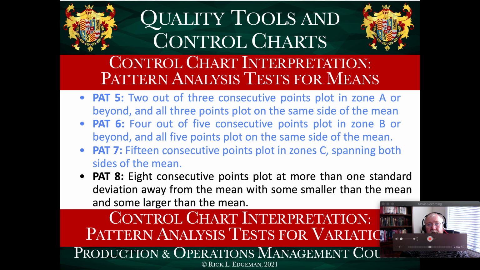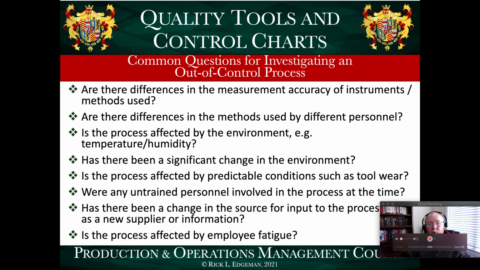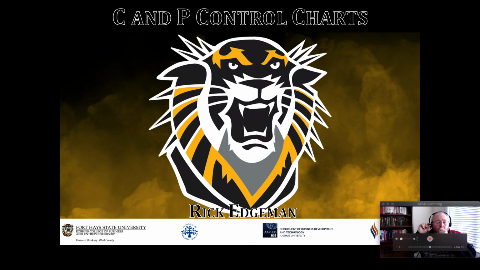So this would be an indication of an increase in variation, that you have, out of 8 consecutive points, none of them between the green lines. All of them are outside the green lines, some above the upper green line, some below the lower green line. That is virtually always an indication of a change, an increase in the amount of variation in the output. And then there were some questions that you could ask if you see any of these patterns. These are usual sorts of questions to try and uncover the cause of the pattern.